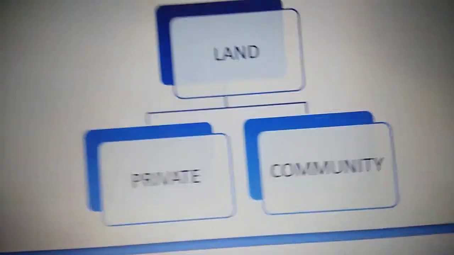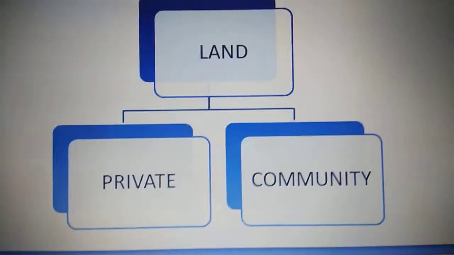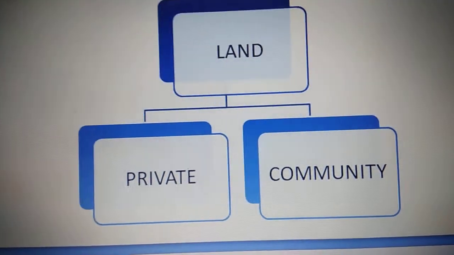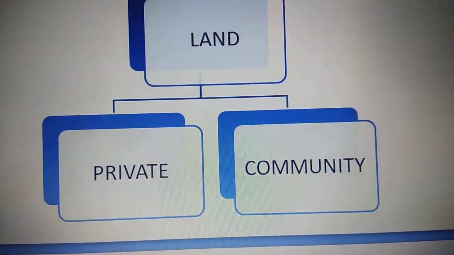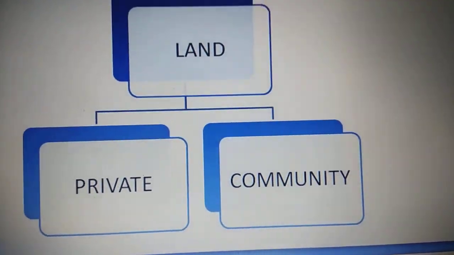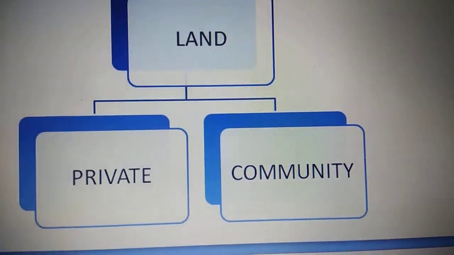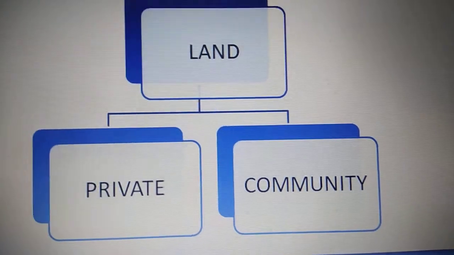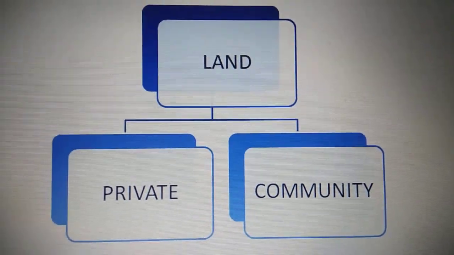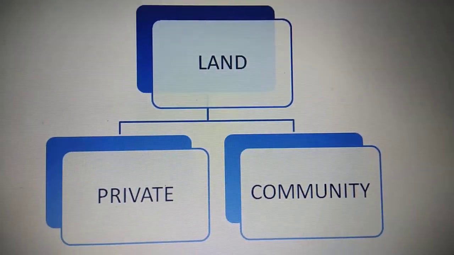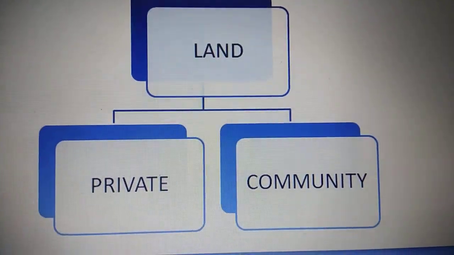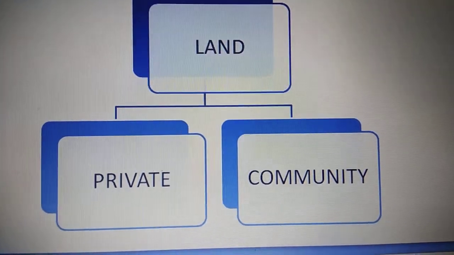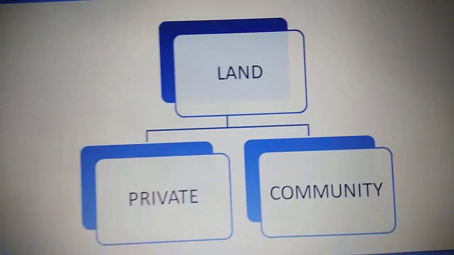Children, land can be classified on the basis of ownership. That is, one is private land, that means the land is owned by individuals, and the other is community land. It is owned by the community for common use like collection of fodder, fruits, nuts or medicinal herbs or parks. All these are community lands. Community land is also called common property resource.